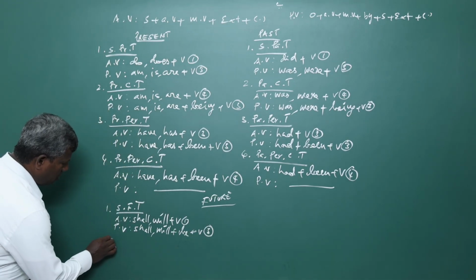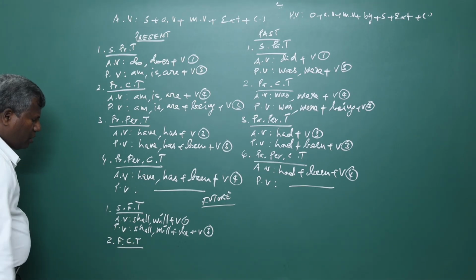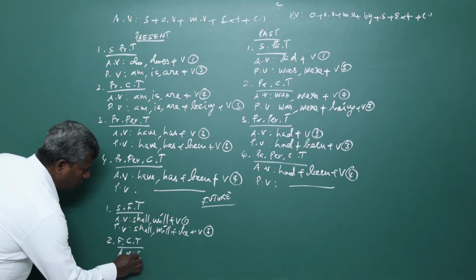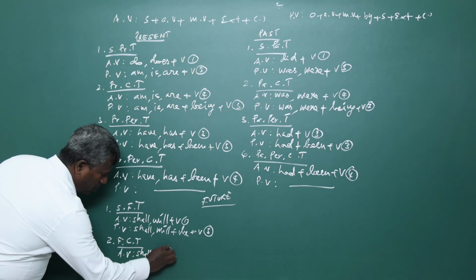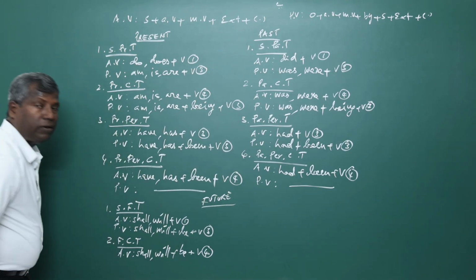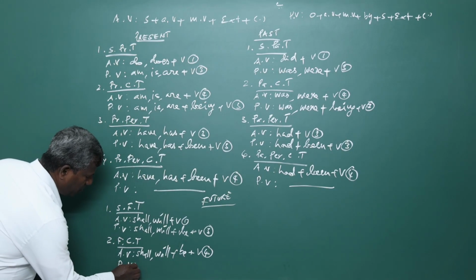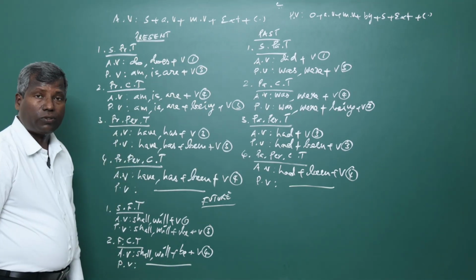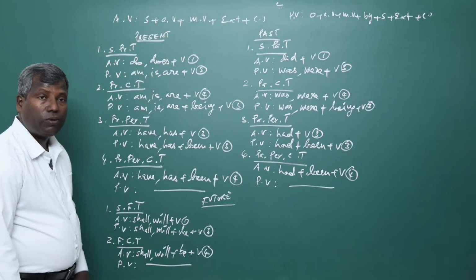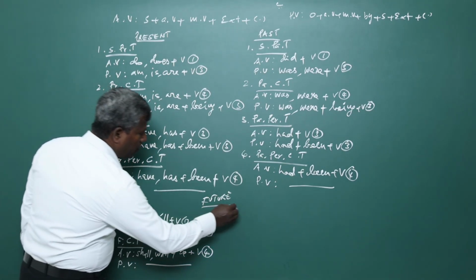Then let us go for the next tense, future continuous tense. Then what about the auxiliary verb for future continuous tense? Shall or will plus be plus fourth form of the main verb should be used in future continuous tense. We don't have passive voice for future continuous tense. Since the word be is used in active voice, we don't have a chance to have passive in future continuous tense, right?